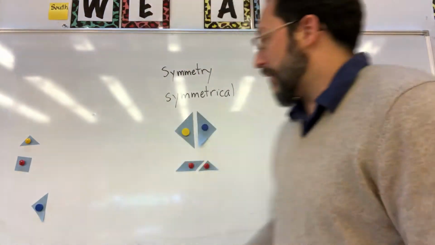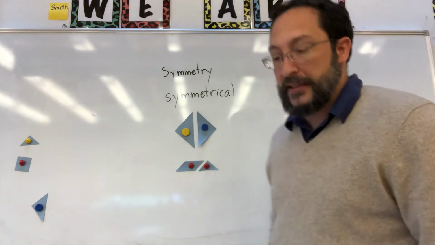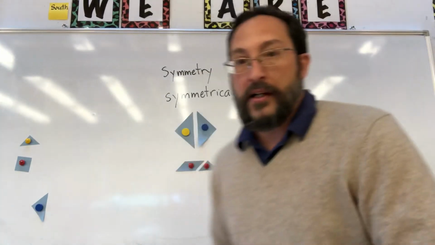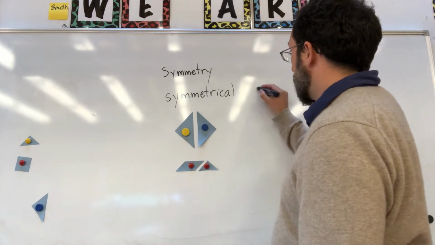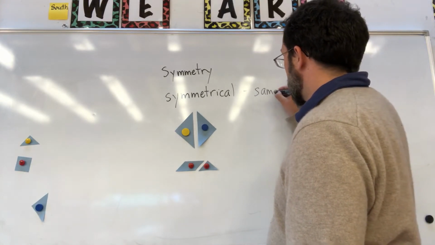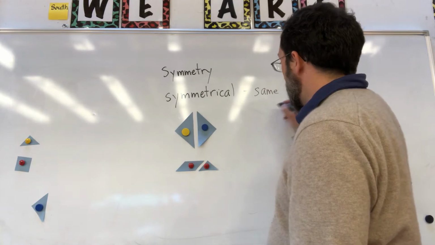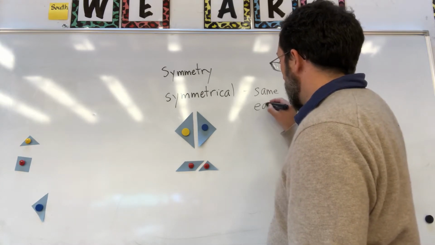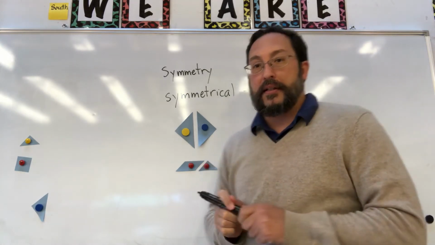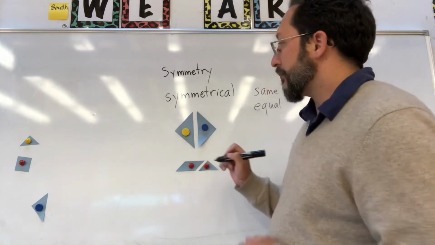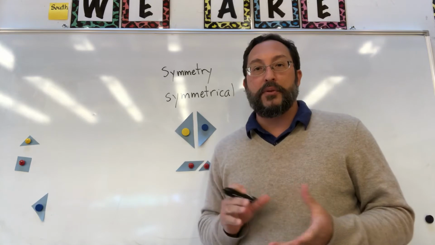From that, we went on and we covered, okay, so if we have two pieces of something that are the same, another word we use in math when we talk about things being the same, we talk about things being equal. Okay? When we're talking about fractions, we're talking about having things in equal shares.